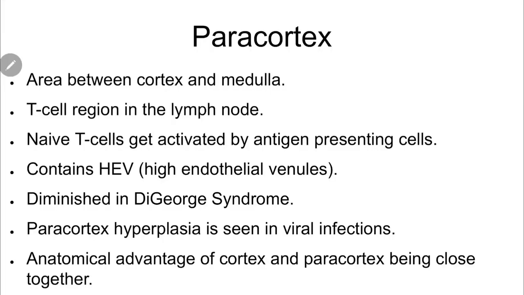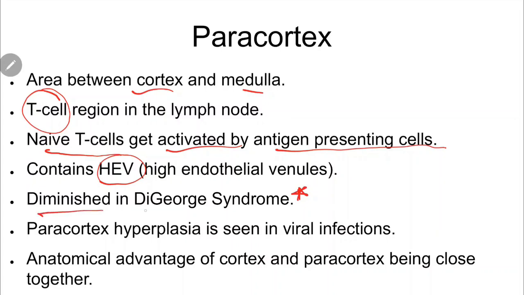Now for your paracortex, it is the area between your cortex and medulla. It is the T cell region. Over here, naive T cells get activated by antigen presenting cells. It contains high endothelial venules, which are responsible for bringing the lymphocytes from the blood into the lymph node. The important point that I want you to know is that paracortex is diminished or underdeveloped in DiGeorge syndrome. The reason being because in DiGeorge syndrome, you have a T cell deficiency. So you have low T cells, right?